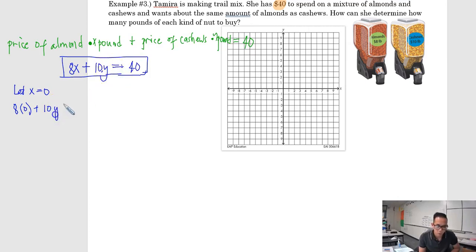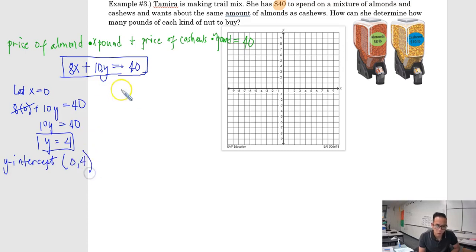So 10y is equal to 40. Of course, this will be canceled out. So you have 10y is equal to 40. Thus, your y is equal to 4. So the y-intercept will be 0, 4.